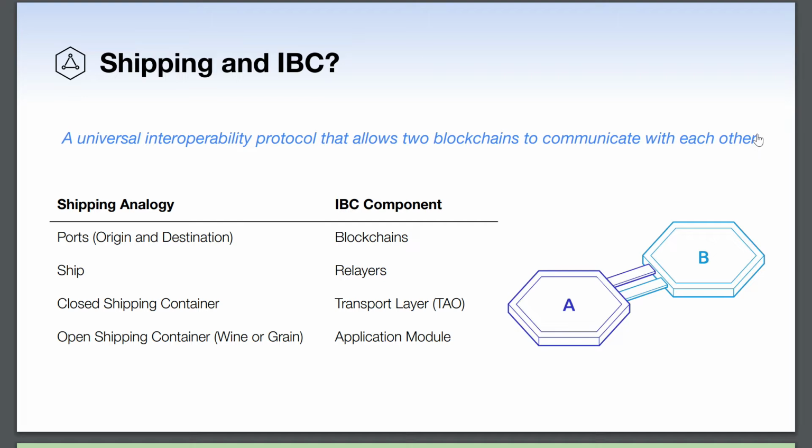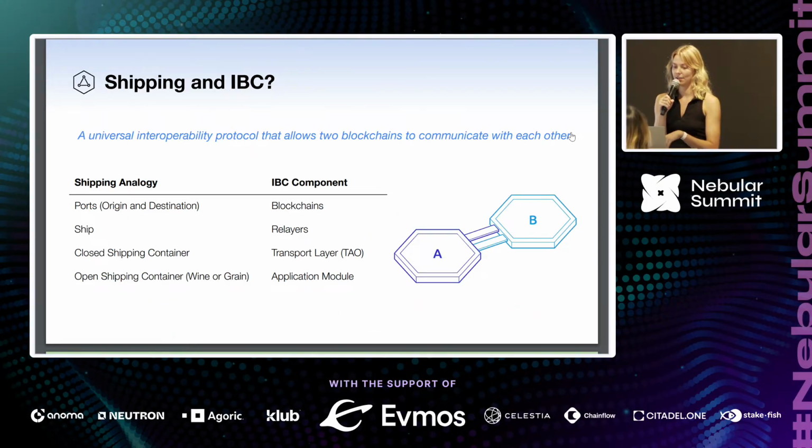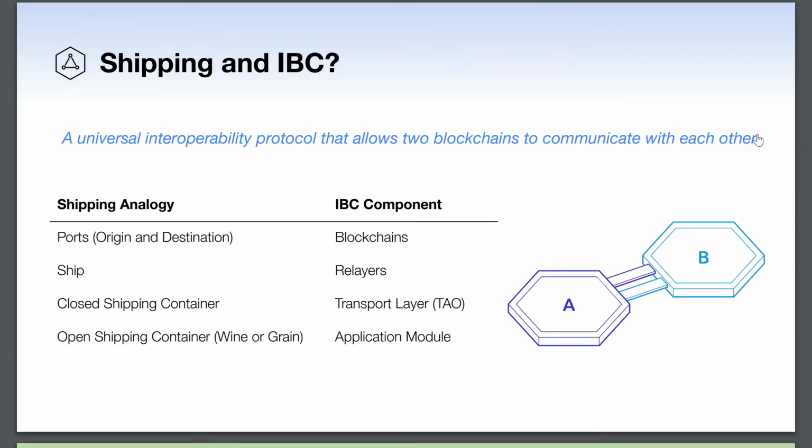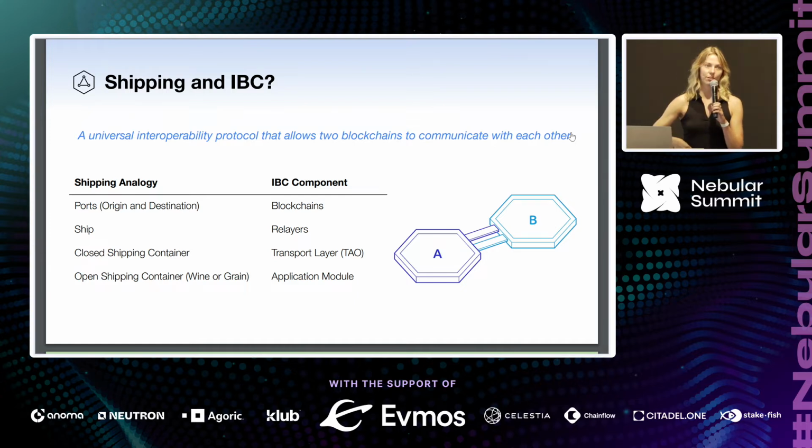And so IBC, if you didn't know, is an interoperability protocol to allow blockchains to communicate with one another. In terms of the shipping analogy, you can think of the blockchains as ports, and the relayers, who are actually responsible for sending the messages from A to B, you can think of as the boats going between the ports. And the closed shipping container, which has standard dimensions and means that all the cargo is going to be transported in a standardized way, you can think of as the transport layer in IBC. And when you actually open the shipping container and you see, oh, there's wine or grain inside, you can think of this as the application module in IBC. So once you know what's inside the shipping container, you'll do specific actions based on what you have.